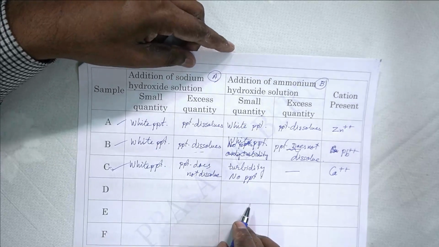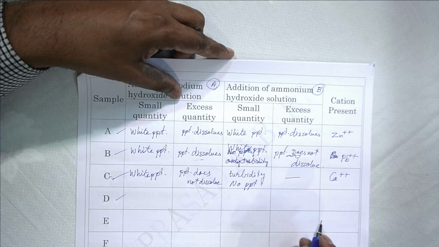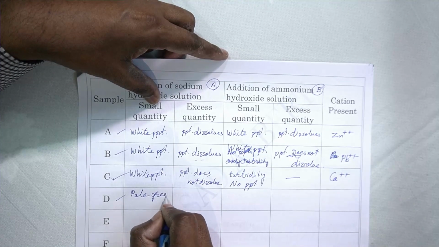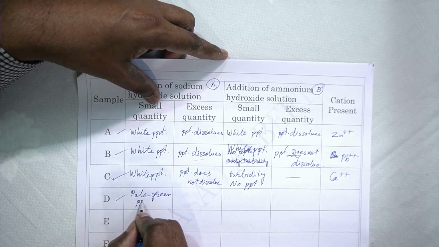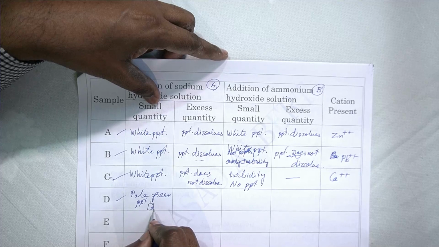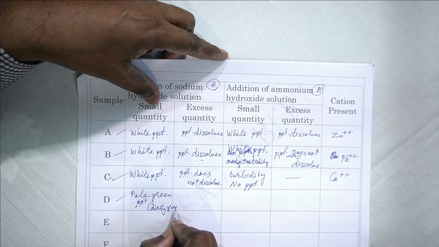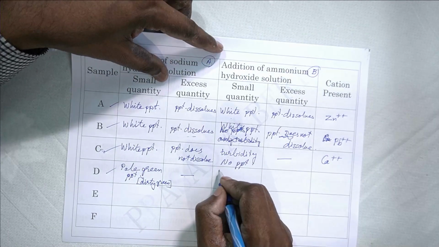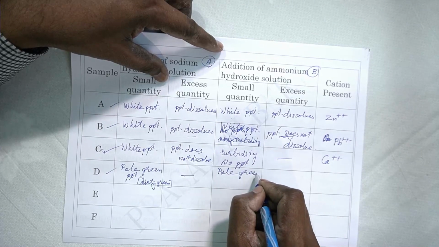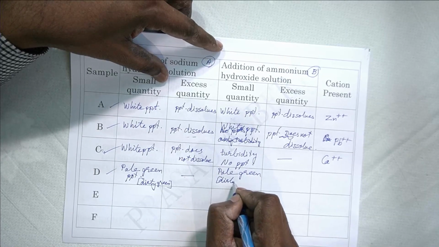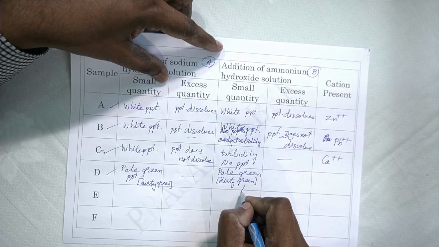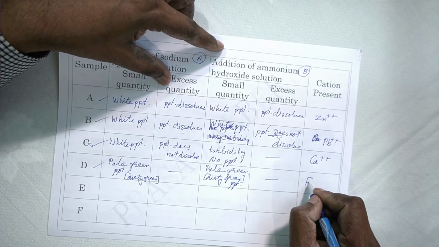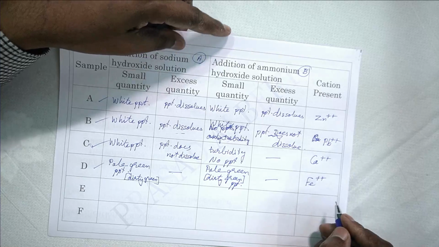Okay. Now we will go to sample D. Here we have the next one. It gives a pale green precipitate when a small quantity is added, sometimes called dirty green precipitate, and no change when excess is added. And here also you get a pale green or dirty green precipitate, and no change when excess is added. The same thing is happening. So it is identified as ferrous ions, Fe++ ions, iron 2.